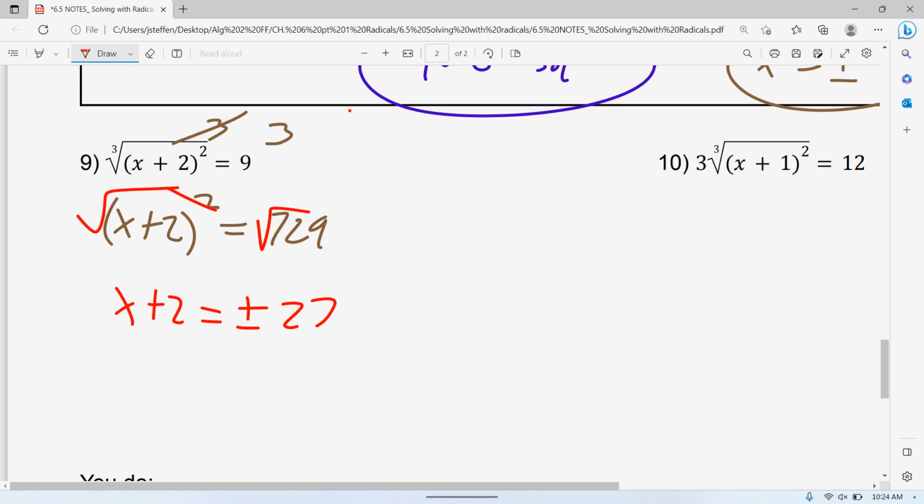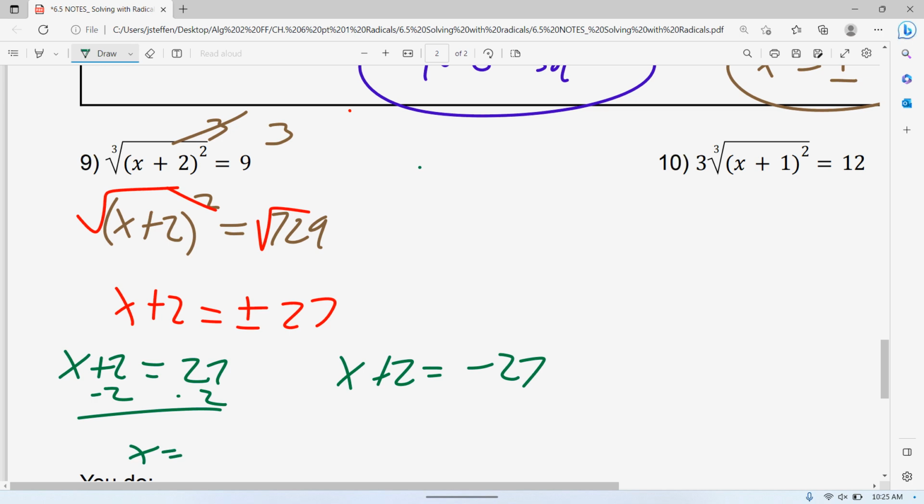You cannot just subtract 2 and say, so the answer is plus or minus 25. So that gives you 2 separate answers. The 27, we have a positive and a negative. So you need to separate it and solve that. X plus 2 is 7. X plus 2 is equal to. So we subtract 2. X is equal to 27. Oh, sorry. Negative 27 minus 2 is negative 29. Those are your answers.